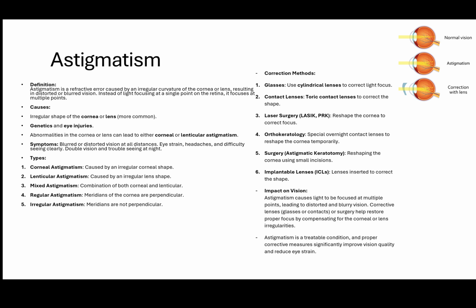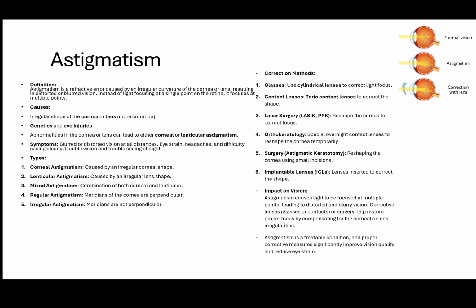So we have different types of astigmatism that we see here. Corneal would be irregular corneal shape. Lenticular would be irregular lens shape. Mixed astigmatism would be the combination of both. Regular astigmatism involves the meridians of the cornea. I don't think I need to get into all the biology, because I was about to draw an entire diagram of what a cornea looks like, but we're just looking at astigmatism really and truly.